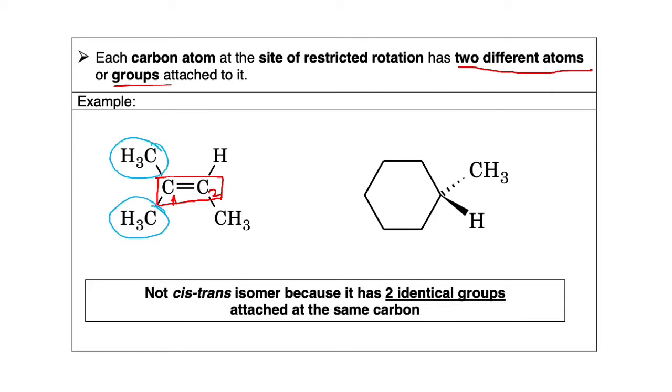Whereas in carbon number 2, it is attached with methyl and also another one, H. Okay, so kita lihat semula. Each carbon atom at the site of restricted rotation has two different atoms. Okay, kalau kita lihat C2 ini, yes, dia ada two different atom, which is H dengan CH3. Tetapi carbon number 1 ini dia ada CH3, lepas tu dia ikat pun dengan CH3. So disebabkan carbon ini, it is bonded to the same groups of atom.